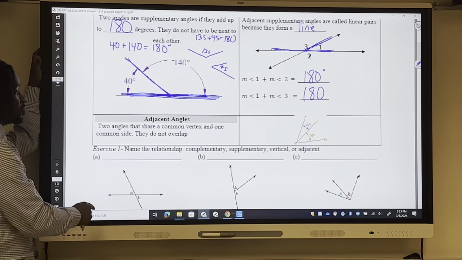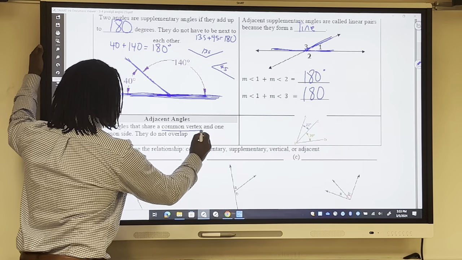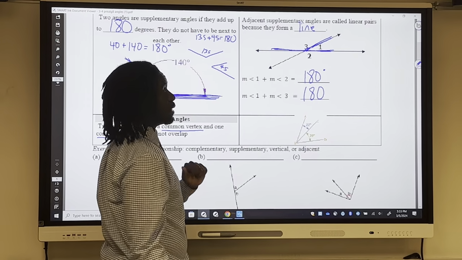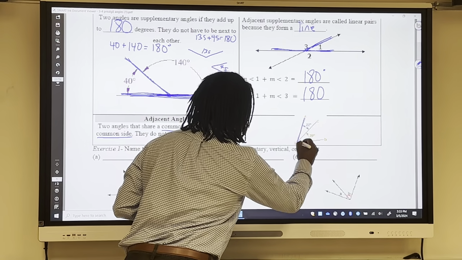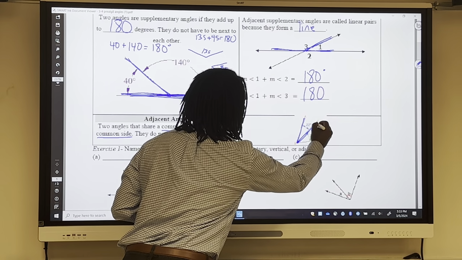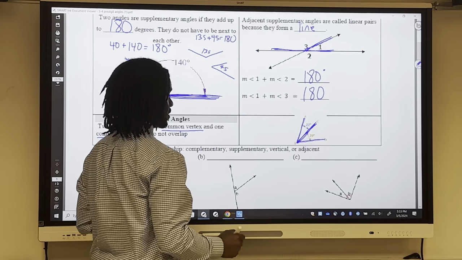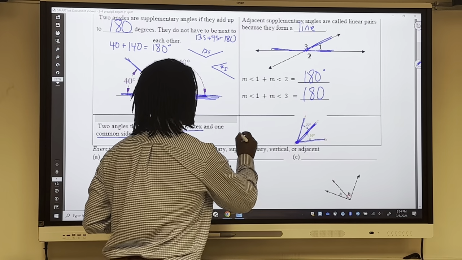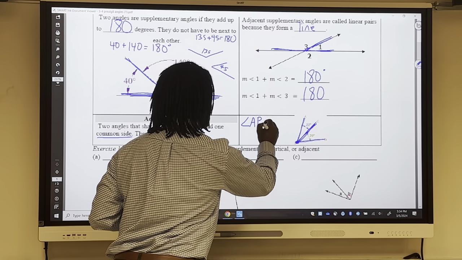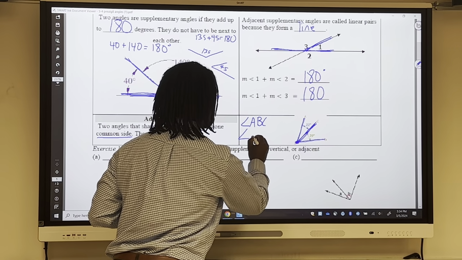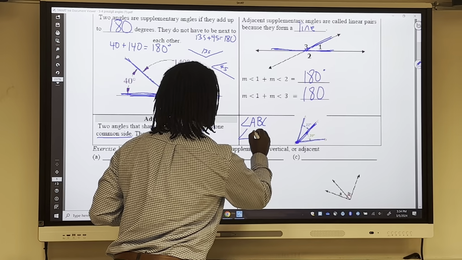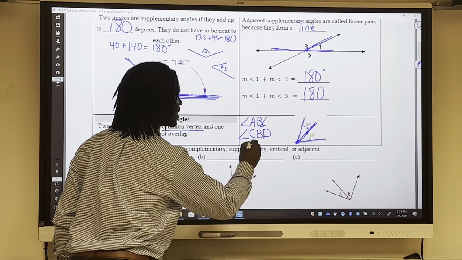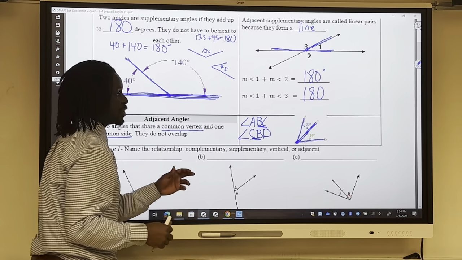So again, adjacent angles are two angles that share a common vertex and one common side. They don't overlap. So again, not all adjacent angles equal 180. In this case, I have angle ABC and then CBD. Both of these have B, and both of them share BC. They both share that side.